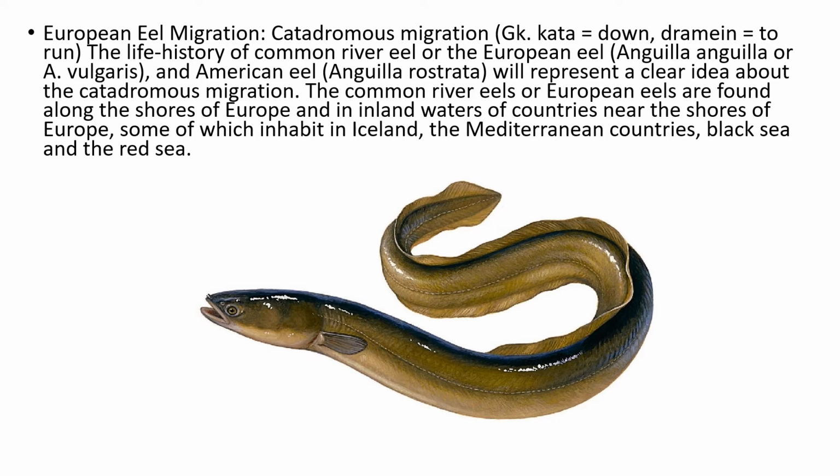The life history of common river eel or European eel, scientifically called Anguilla anguilla or sometimes Anguilla vulgaris, and American eel, Anguilla rostrata, will represent a clear idea about the catadromous migration. The common river eels of Europe are found along the shores of Europe and inland waters of the countries near the shores of Europe, some of which inhabit in Iceland too, and Mediterranean countries, Black Sea and Red Sea as well.